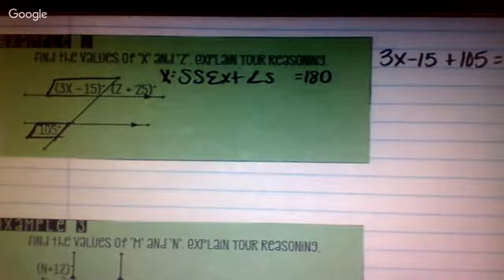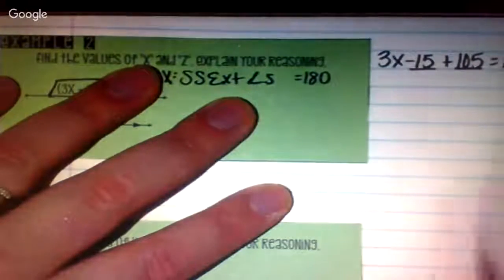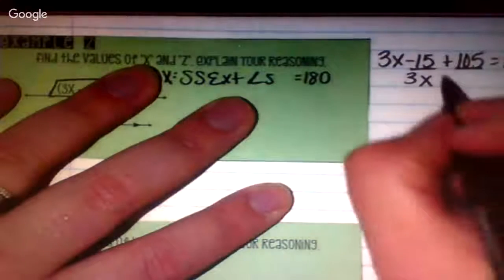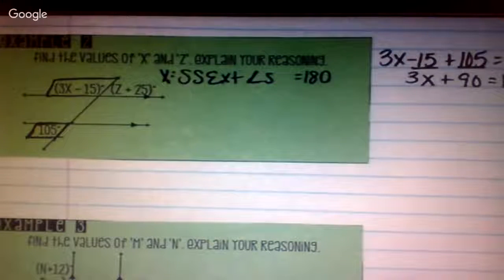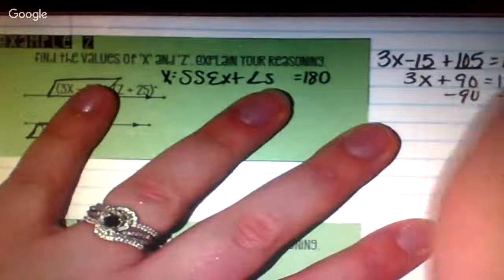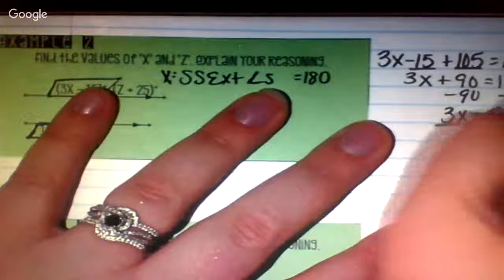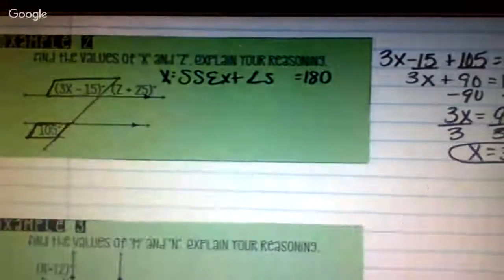What do we need to do first? Combine like terms. I've got a 15 and a 105 here. So you get 3X plus 90 equals 180. Joseph, what's next? Minus 90, thank you. 3X equals 90 then. Divide by 3, fantastic. So X equals 30. Okay, we've got X.